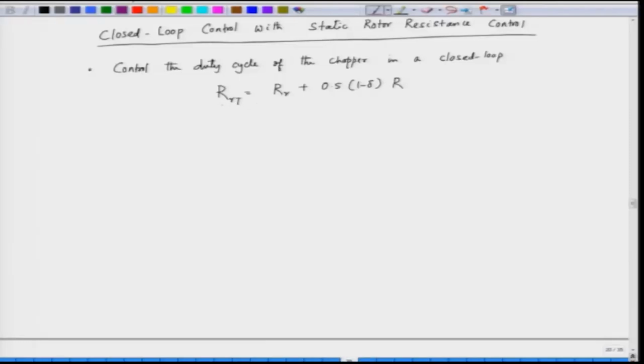So, our total resistance is RR, the rotor resistance, plus the external resistance, and we have to vary the duty cycle of the chopper, that is delta. Now, this is achieved in the following fashion. So, we have the slip ring induction motor, we have the rotor, and we have the stator here, and this is fed with the normal 3-phase AC.